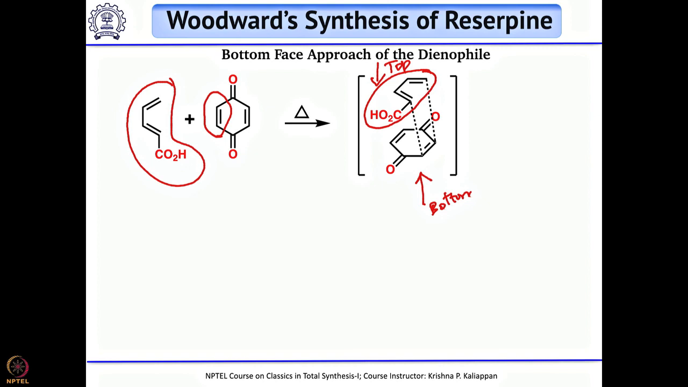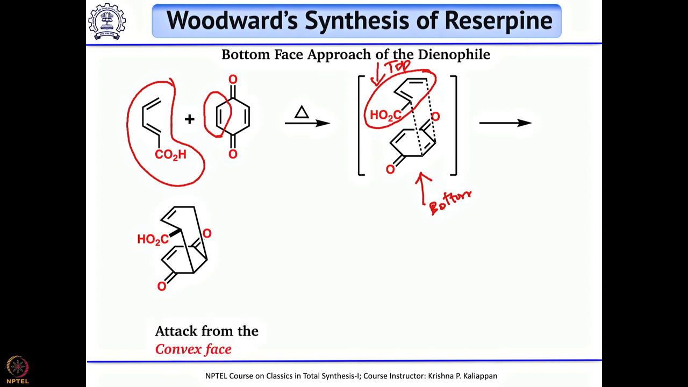So first let us see, when the dienophile, that is quinone, approaches the diene from the bottom face, this is the transition state that will give you this product. I will leave it for a few seconds, just see whether this is the correct structure. This is what you get if the dienophile approaches the diene from the bottom face of the diene, and this can be written like this.